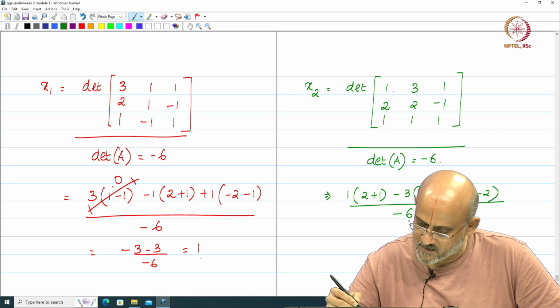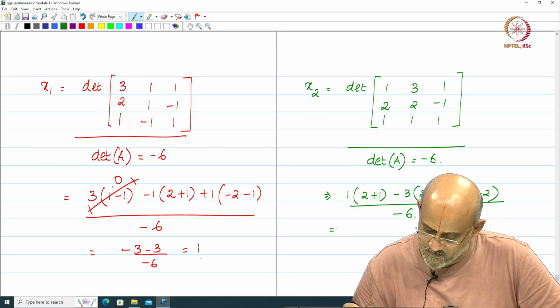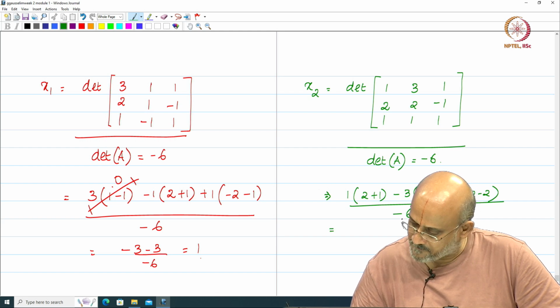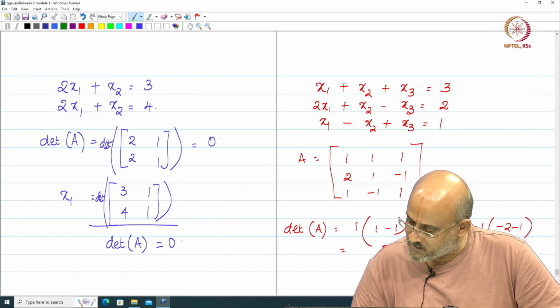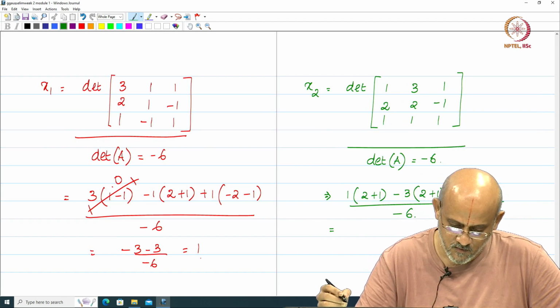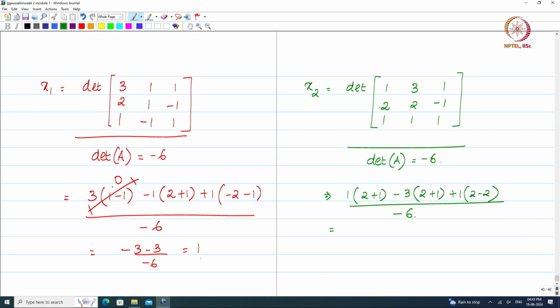Did I make a mistake here? Minus 3 into 2 plus 1. So, this is going to be, let me just check the matrix once again. It is 1 2 1, 1 minus 1 1. So, let us see, this is 3 2 1, 3 2 1, that is fine. So, minus 3 into 2 plus 1, okay. So, it is going to be 3 minus 9 plus 0 by minus 6, which is minus 6 by minus 6, which is 1.